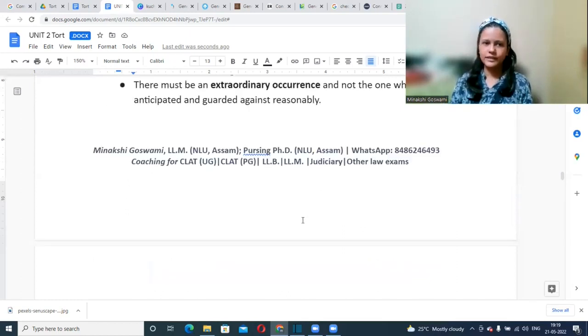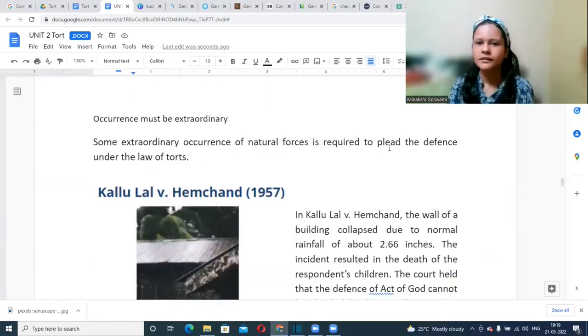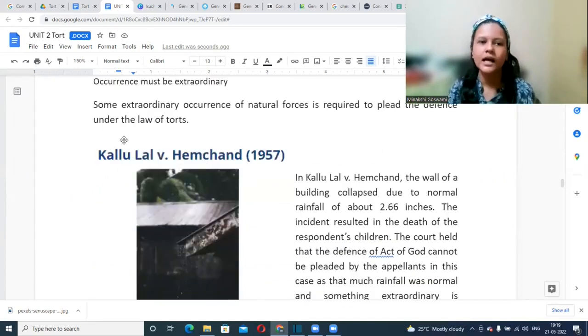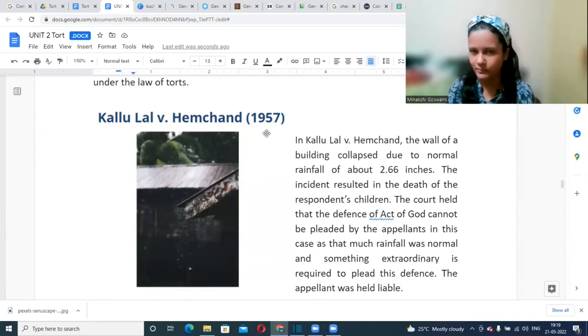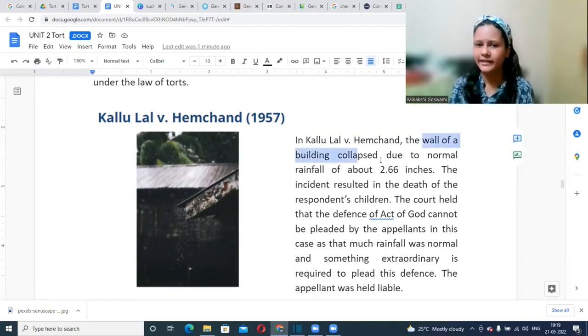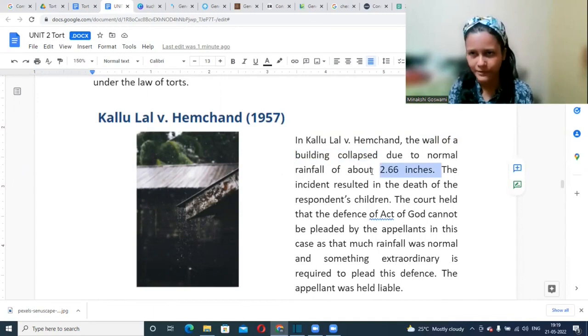Okay, ma'am. Two things we need to satisfy. So extraordinary occurrence is very much needed in order to prove that. Now there was this case, Kalu Lal versus Hemchand. It's a case of 1957. What happened here is the wall of a building collapsed due to a normal rainfall. It was not a very heavy extraordinary occurrence. It was normal rainfall considering the place where the situation happened.